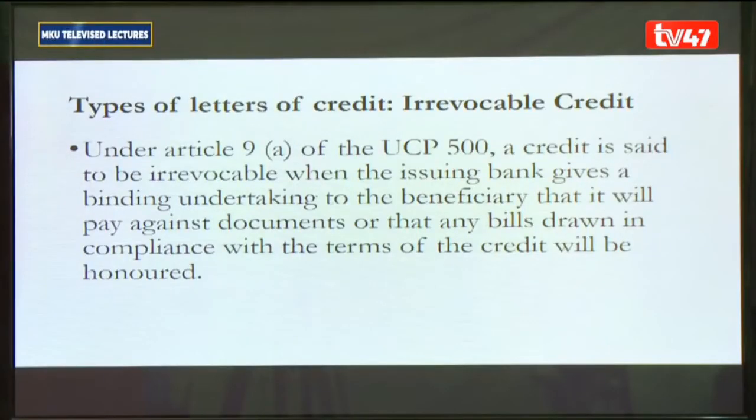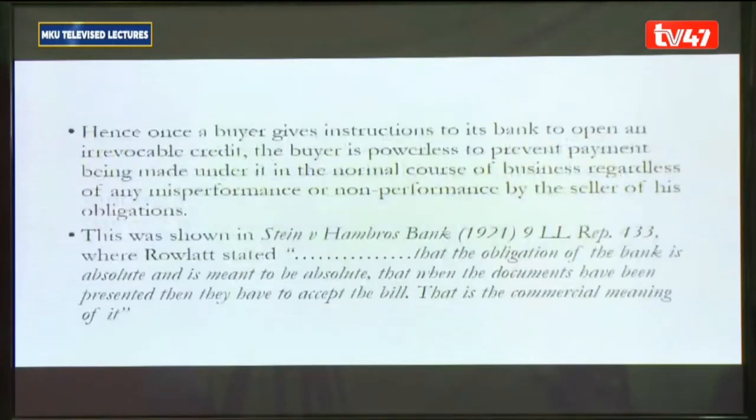Now, what about an irrevocable letter of credit? Under Article 9A of the UCP, it is an irrevocable letter of credit when the issuing bank gives a binding undertaking to the beneficiary that it will pay against documents or bills that are drawn in compliance with the terms of the credit. In that sense, once the buyer has given instructions to the bank to open an irrevocable credit, the buyer is powerless to prevent payment being made.